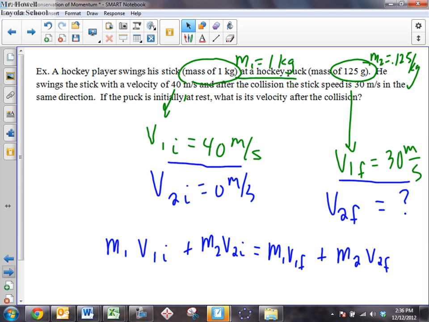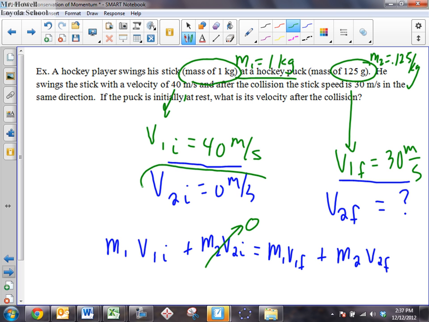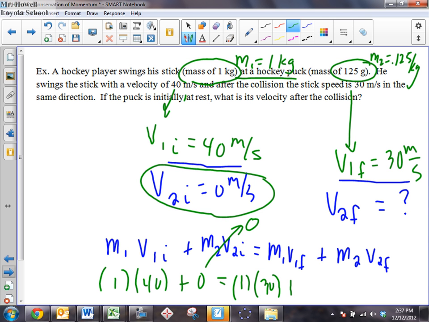Okay? You know everything at this point. You also know this is 0 here, because V2I was 0, so you can drop that part off. Mass 1 times V1I is going to be 1 times 40 plus 0 equals, again, 1 times 40, so it's going to be 40. On the right-hand side, 1 times 30 plus 0.125 X.